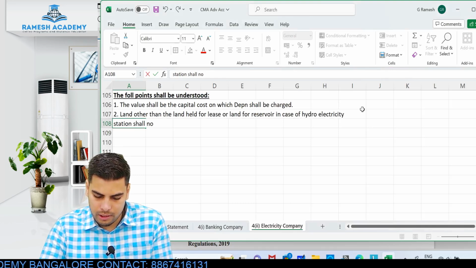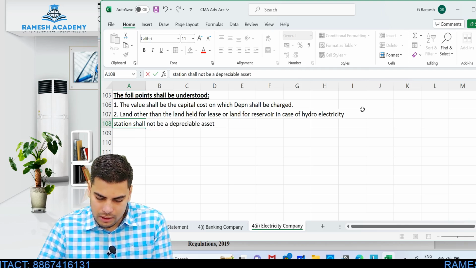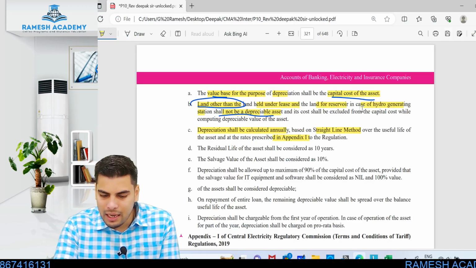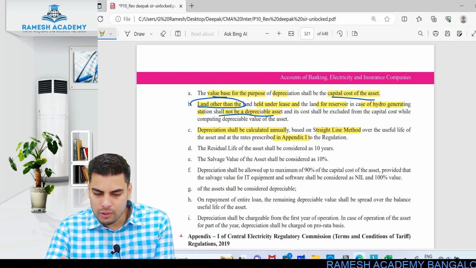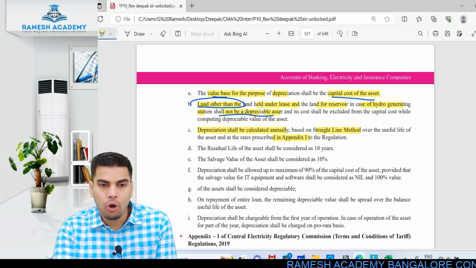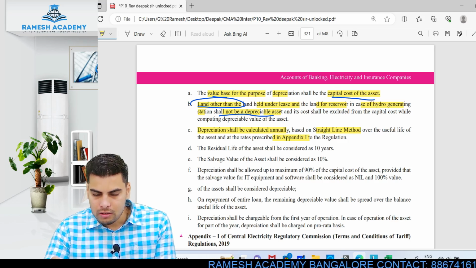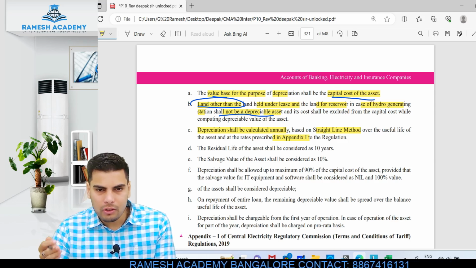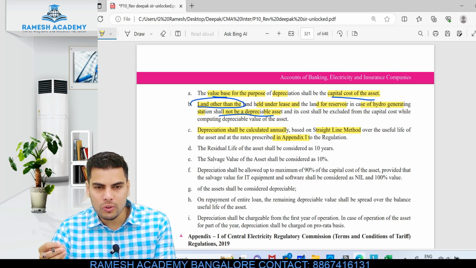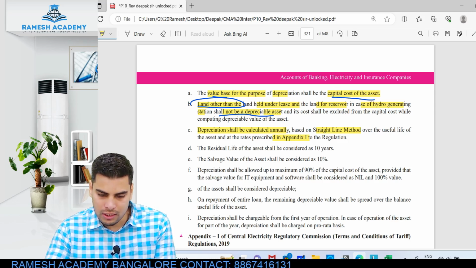Shall not be a depreciable asset. So basically what they are trying to convey is that any land other than the land held under a lease, or land for reservoir in case of a hydro generation station, shall not be a depreciable asset. Only those lands which are used for generating electricity will be charged depreciation. We will not be charging any depreciation on other lands, that is, land other than those held for lease or for reservoir.